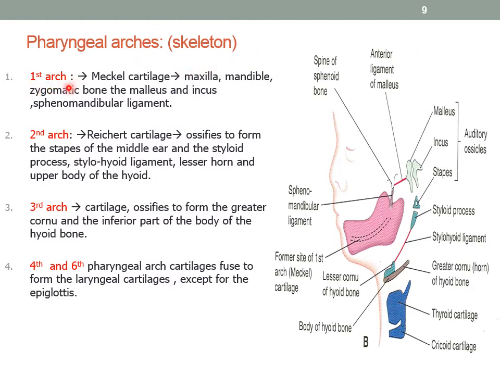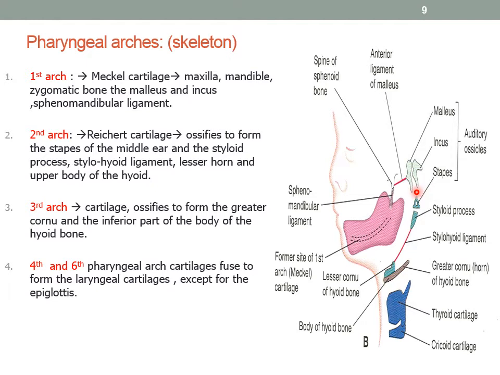In the skeleton, the first arch gives origin to Meckel's cartilage, and Meckel's cartilage gives origin to the maxilla, mandible, zygomatic bone, the malleus and incus, and the sphenomandibular ligament.